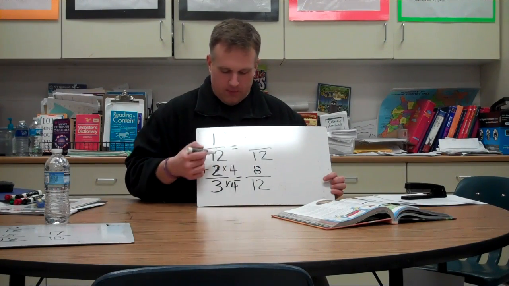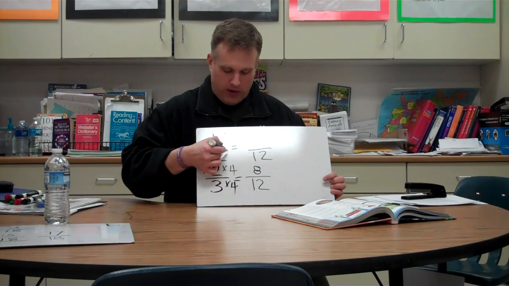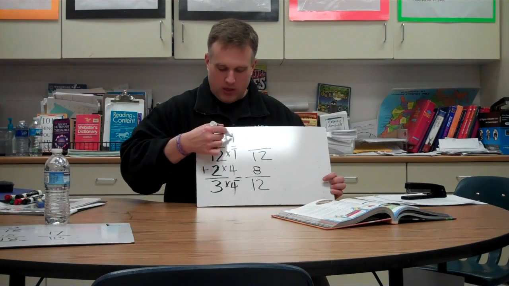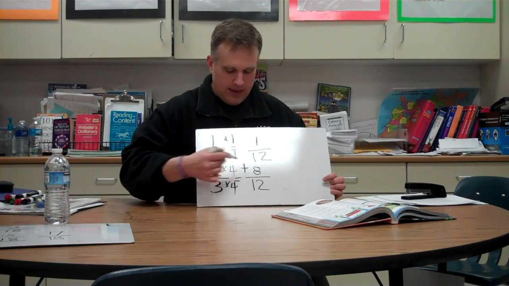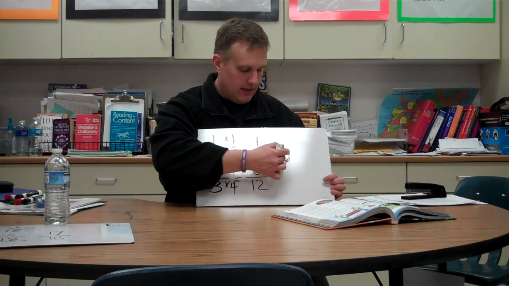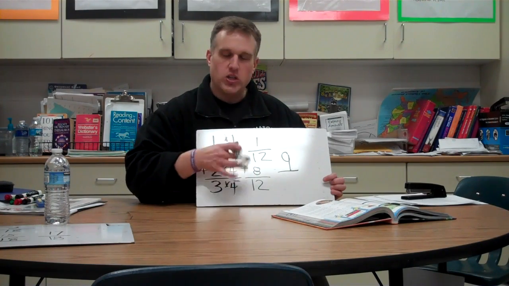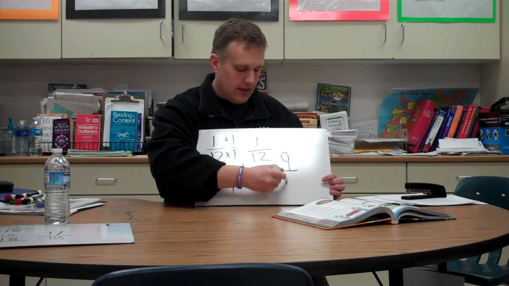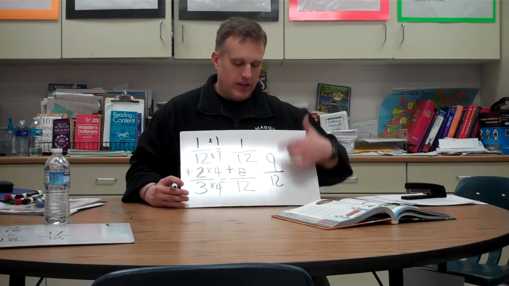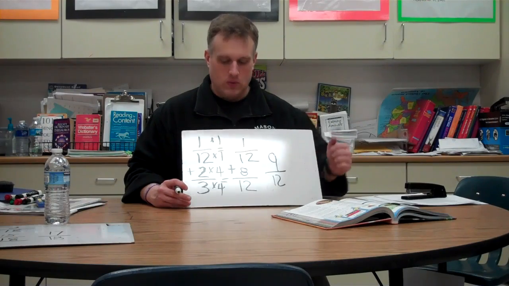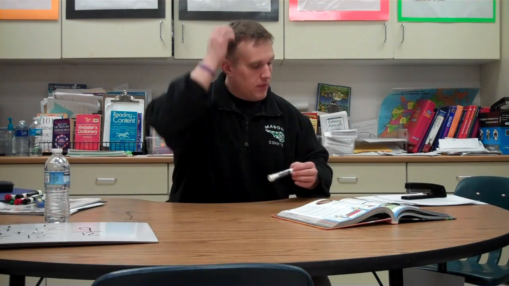Okay, now I come up here. 12 times what is 12? Well, I know that is 1. So whatever I multiply that by, I have to multiply the top by. 1 times 1 is 1. Now I can add. 1 plus 8 is 9. And then our denominators, we do not add those. Those stay the same. So it would be 9/12. Okay? We could get into reducing, but we're not going to do that right now. For this, the answer is 9/12.